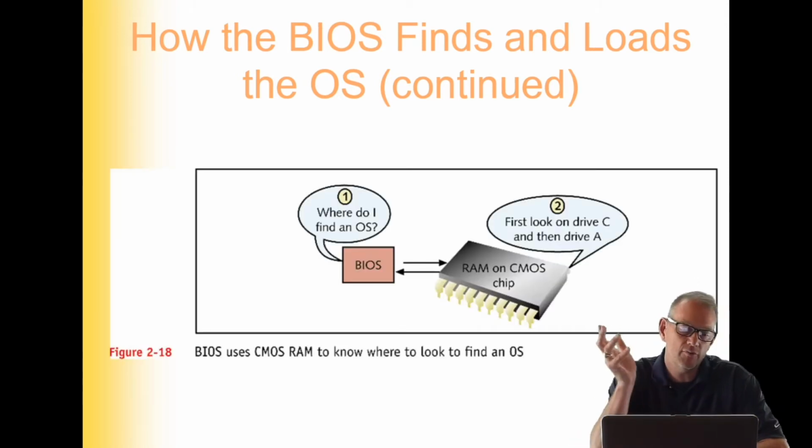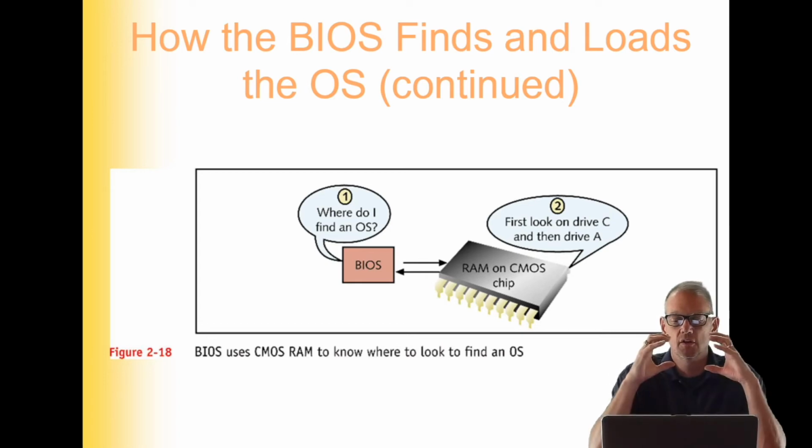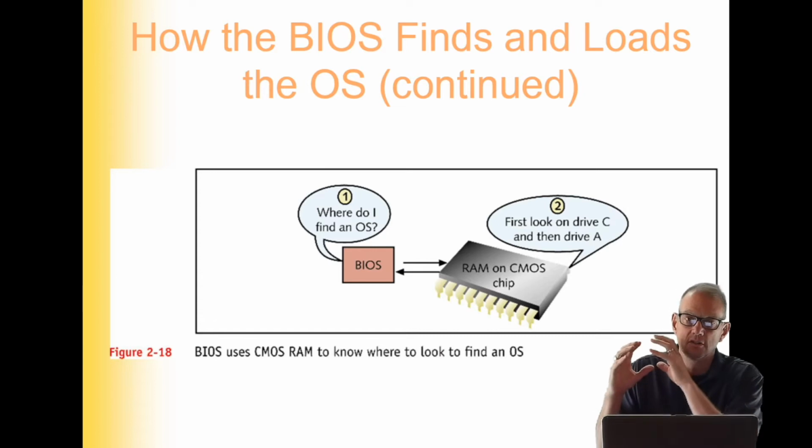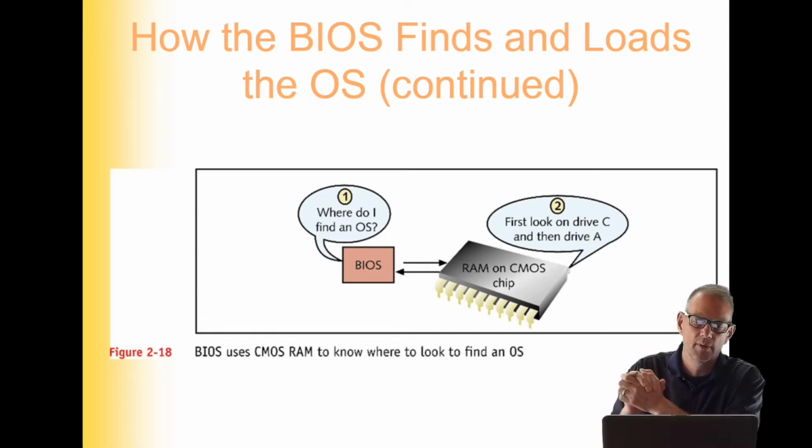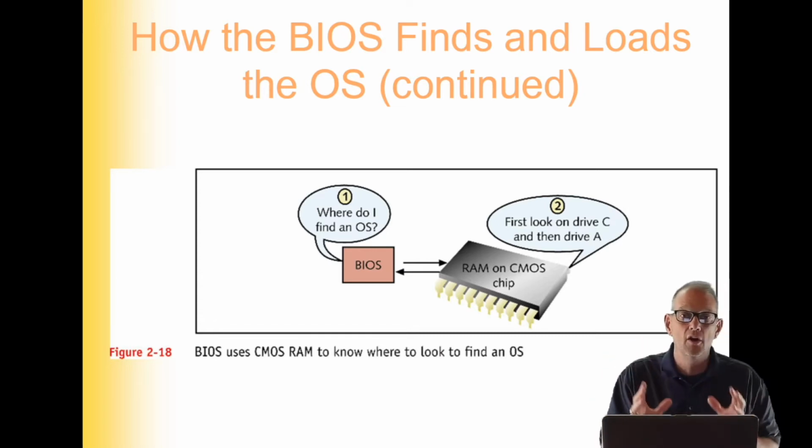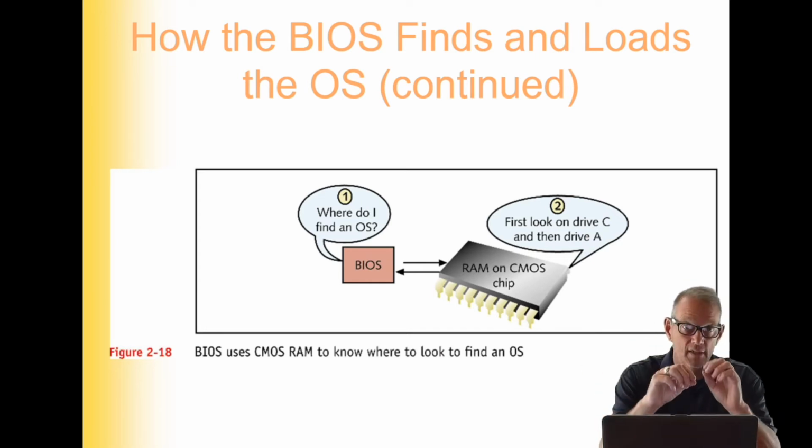So this is a graphic of what it's doing. Basically, the BIOS program is looking in the CMOS chip. It's loading that information from the CMOS chip to say, where should I look for the operating system? Do it in this order. And the better we set up the order, the faster it will get to find it and then load it.